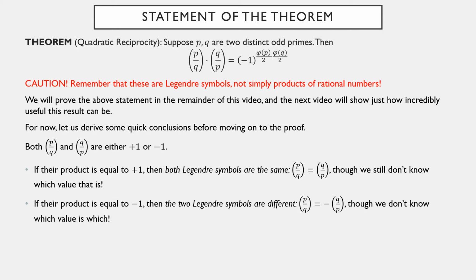If, however, the product of the two Legendre symbols is -1, then one of them had to be +1 and the other was -1. I don't necessarily know which is which, but I know the two values are opposites of one another. Writing it like this, I am not claiming this is 1 and this is -1. I'm simply claiming whatever this one is, the other is the opposite. Either a 1 and a -1, or a -1 and a 1. So if the product of the two Legendre symbols is 1, they are equal to each other. If the product of the two Legendre symbols is -1, they are opposites.